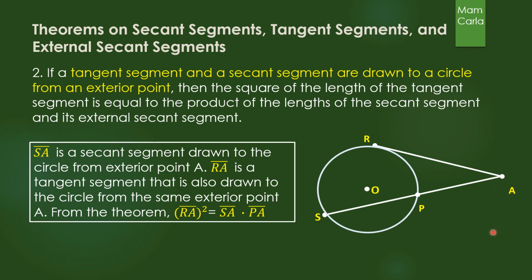From the theorem, the measure of line segment RA, we just need to square it, and that would be equal to the measure of segment SA times the measure of PA.